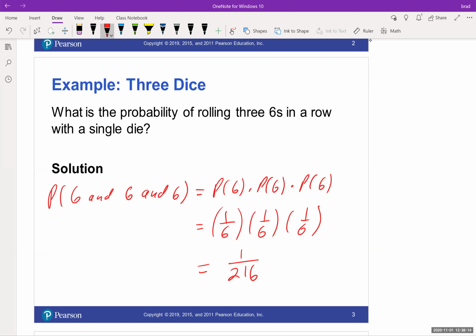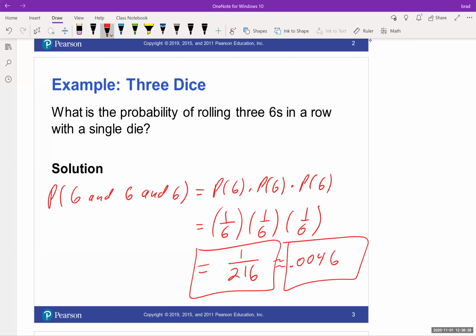Yeah, that'd be 1 out of 216. Now, if they ask for the decimal, it would be approximately 0.0046. Let's do 4 decimal places. Once again, depending on how the question is worded, if they want the decimal, you give them that.